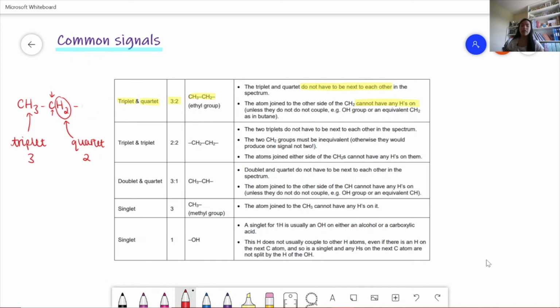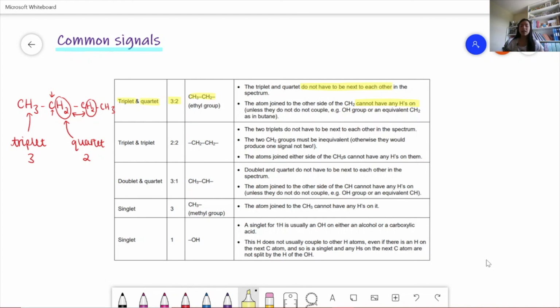However, we can have a CH2 and then CH3, as in butane. Because if we have CH2 and CH3, these two hydrogens will also be in the same environment as these, and so we'll still have that quartet peak.